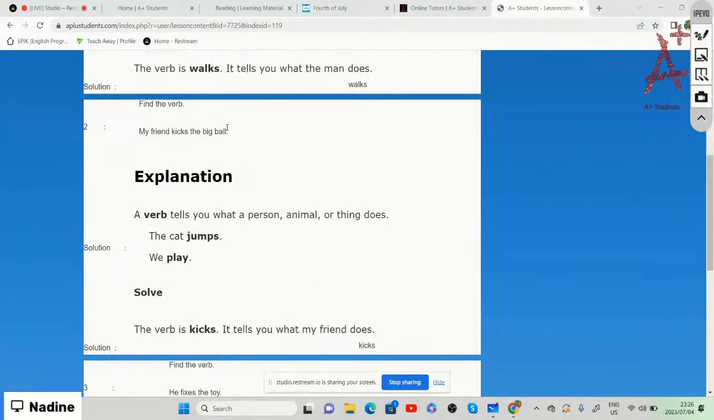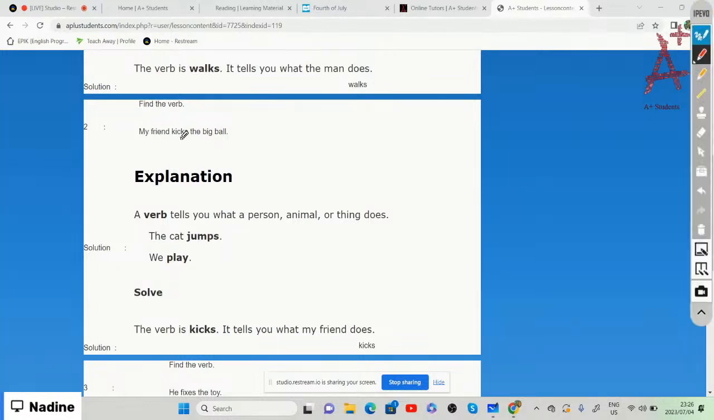My friend kicks the big ball. What is my friend doing? We need to show the action. We need to identify the verb within that sentence. So if we identify the verb, then we will say kicks. He kicks the ball or she kicks the big ball. So the verb is kicks, and it tells us what the friend does. The friend kicks the big ball.